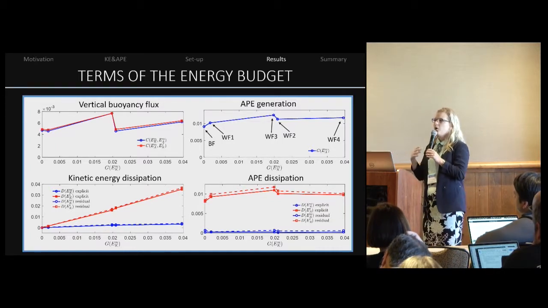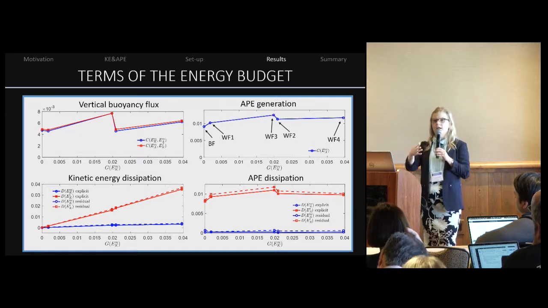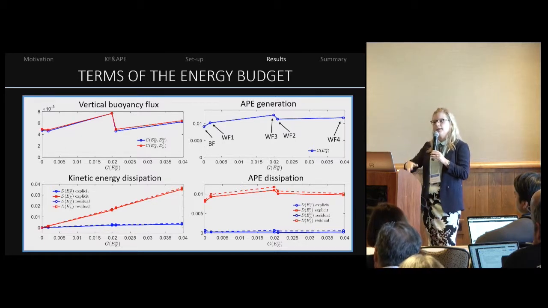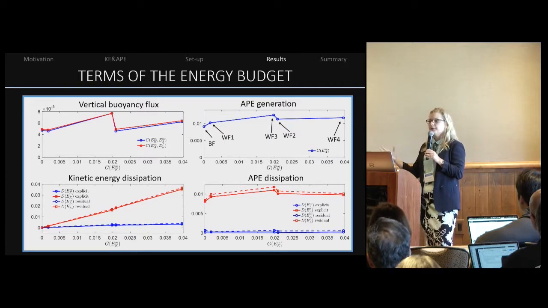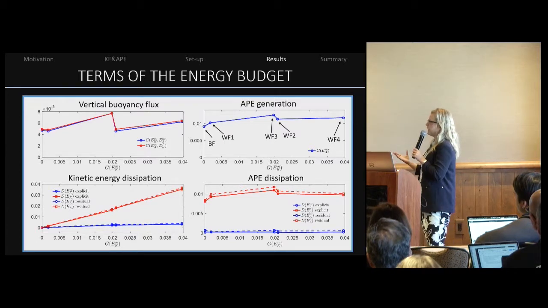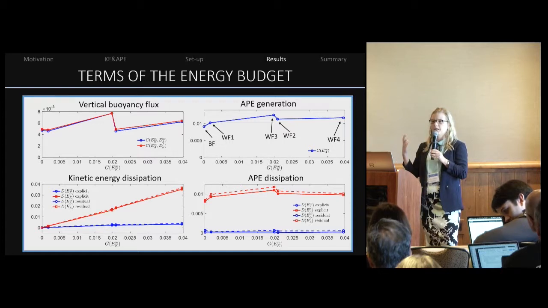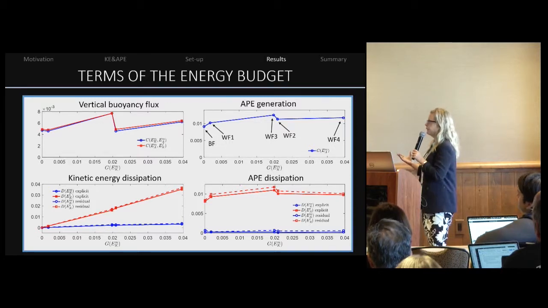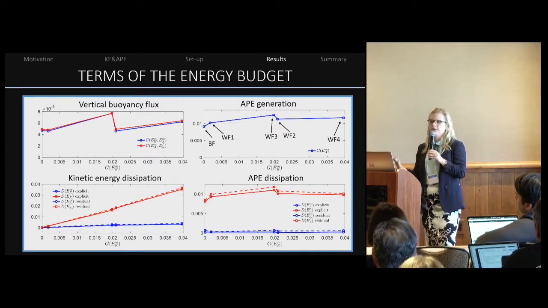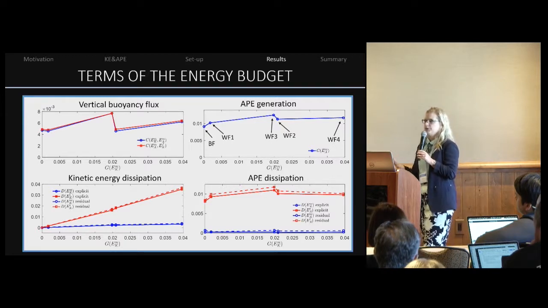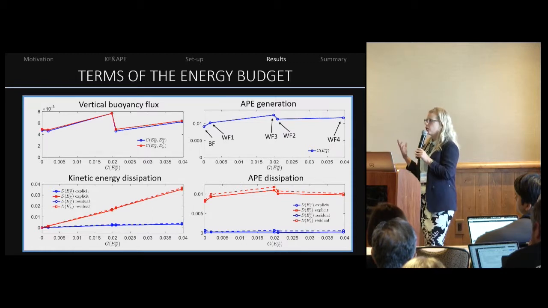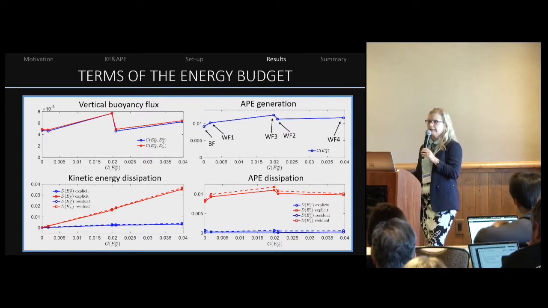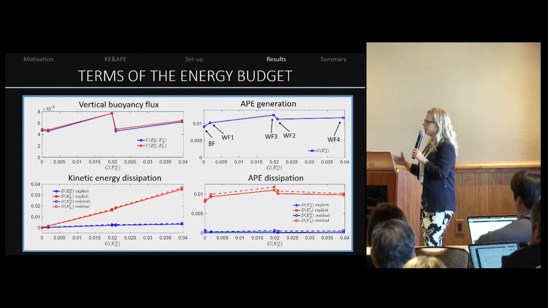So that means that all the energy goes into the APE field, comes back into the kinetic energy field, and gets dissipated. On the other hand, in the APE reservoir, you actually don't see much change even when you change the kinetic energy generation by a lot. So the APE field does not really get affected whether you increase or decrease the wind energy. And on top of that, it's not really that sensitive to the profile of the wind stress.